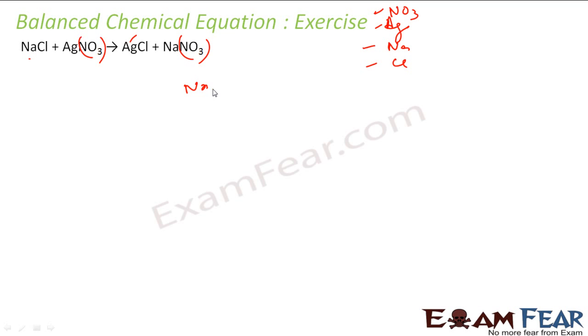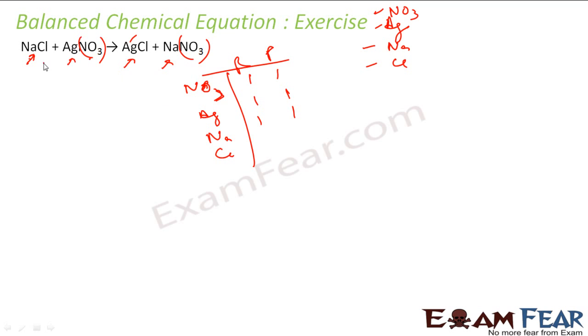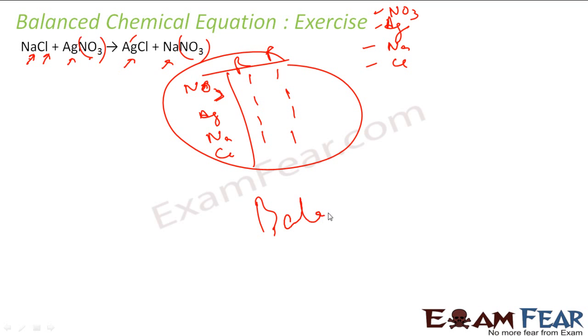First, we will try to balance this guy NO3. Then we have Ag, Na and Cl. We are comparing reactant and product, right? So NO3. How many NO3 here? 1. How many here? 1. 1, 1 balanced. Ag. How many Ag in reactant? 1. In product 1. Sodium. How many sodium in reactant? 1. In product 1. Cl. How many Cl in reactant? 1. Product 1. You see it is balanced. It is already balanced. So there is no need to balance. This equation is already a balanced equation. We don't do anything.